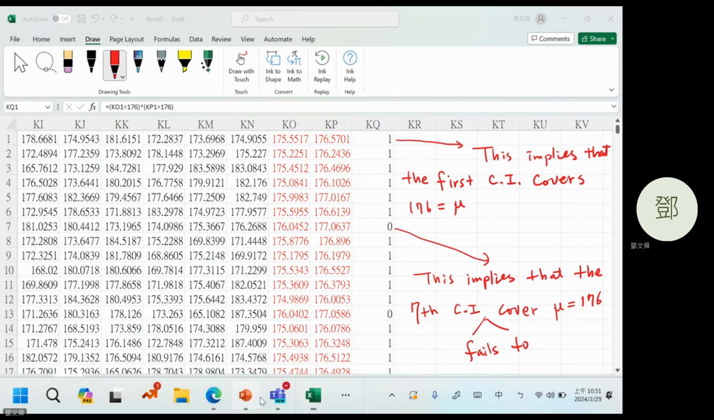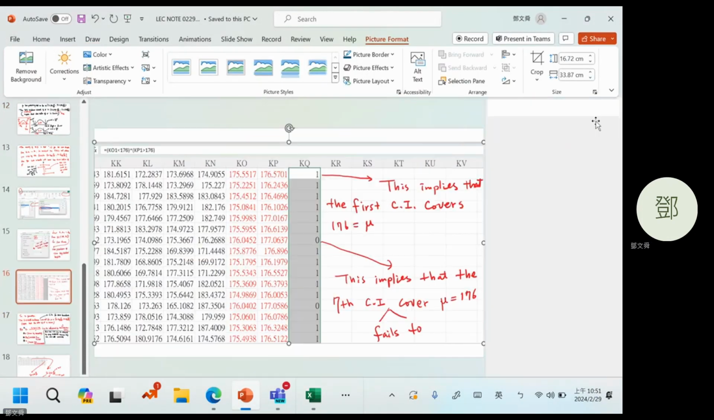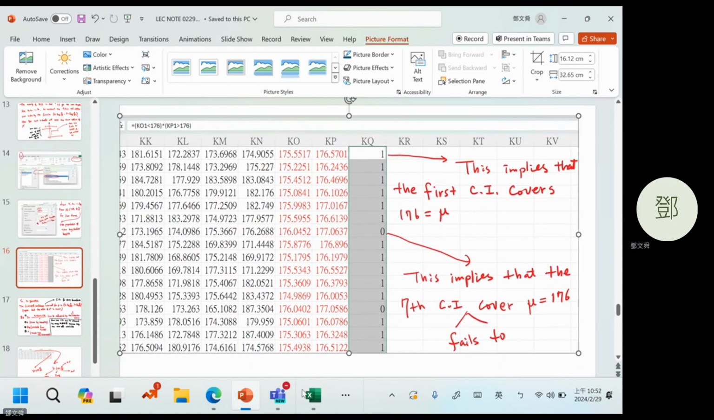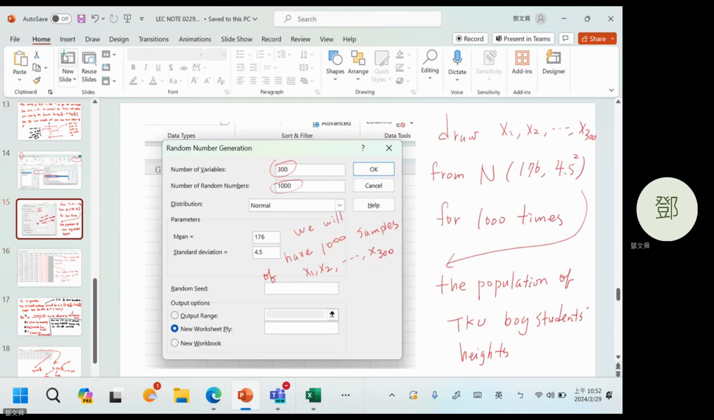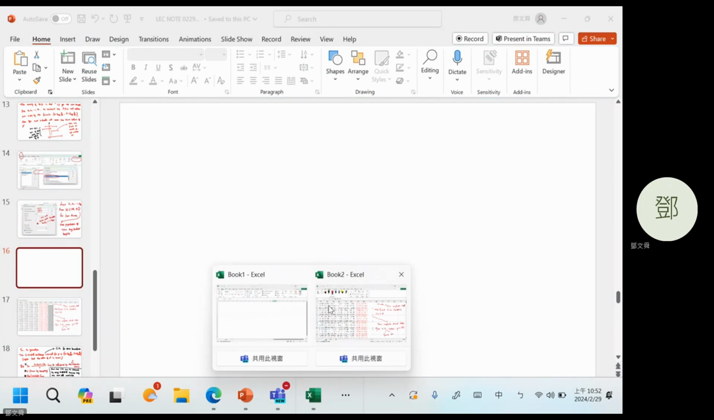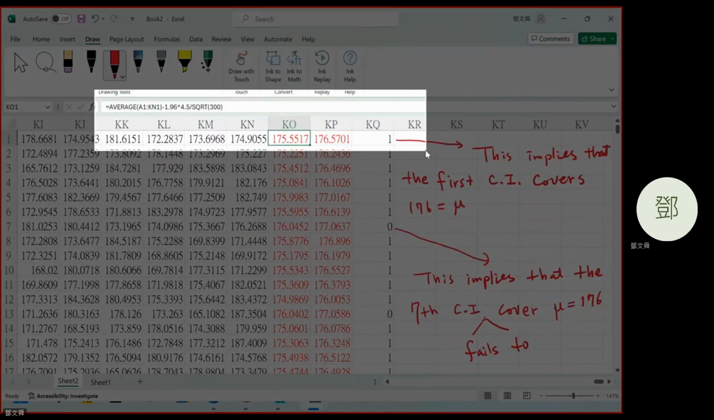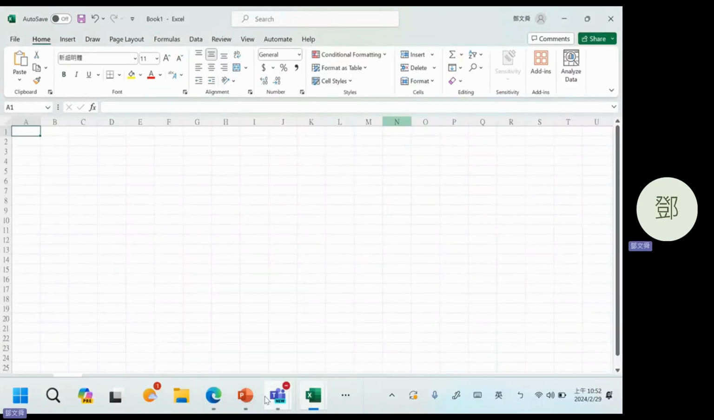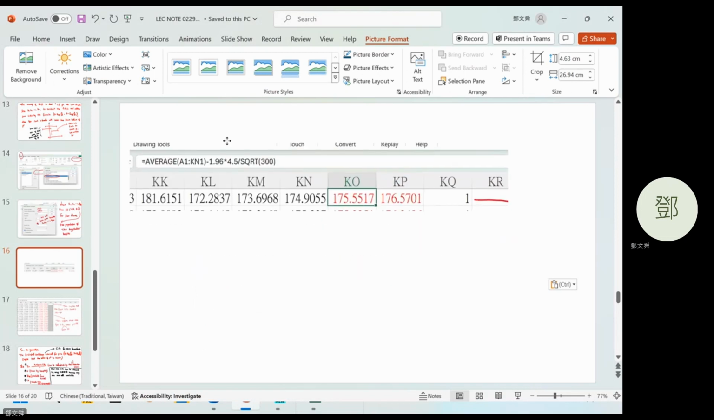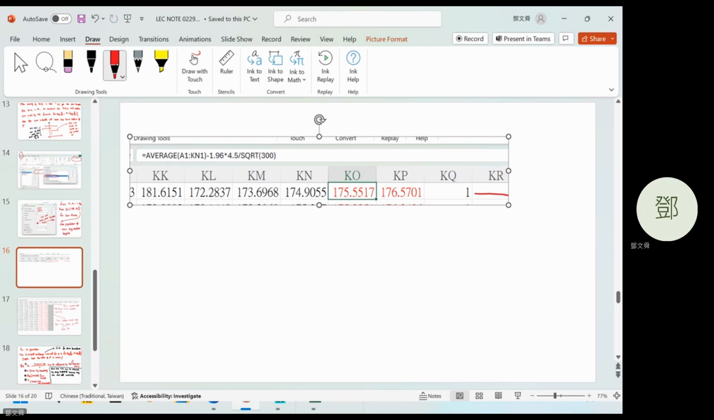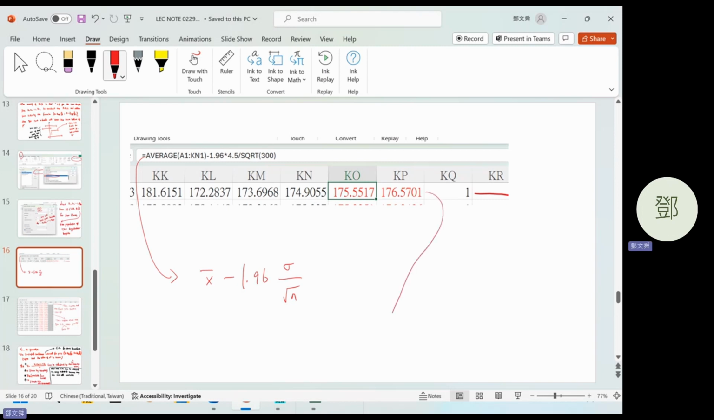Yeah, here. Paste. Yep. And this one. Paste. This is x bar minus 1.96 sigma over square root of n. Okay, and this one is x bar plus 1.96 sigma over square root of n.